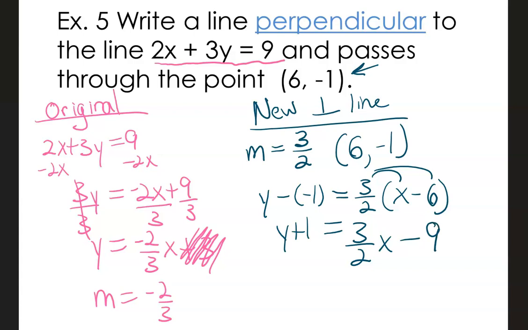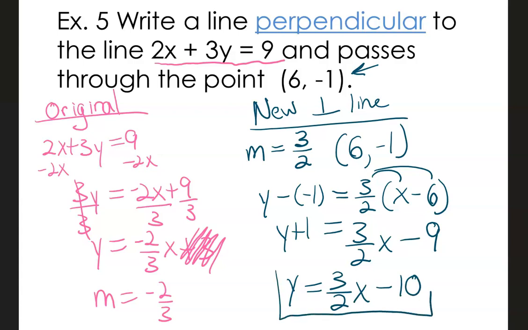And then we just have one more step to solve here. We subtract that 1. So we get y is equal to 3/2 x minus 10. Now, this equation is perpendicular to this original equation that we had up here, and it passes through the point 6, -1. And that's it. A way to check this would be to take these numbers and substitute them in for x and y here and see if you get a true statement, and that would be a good way to check that.